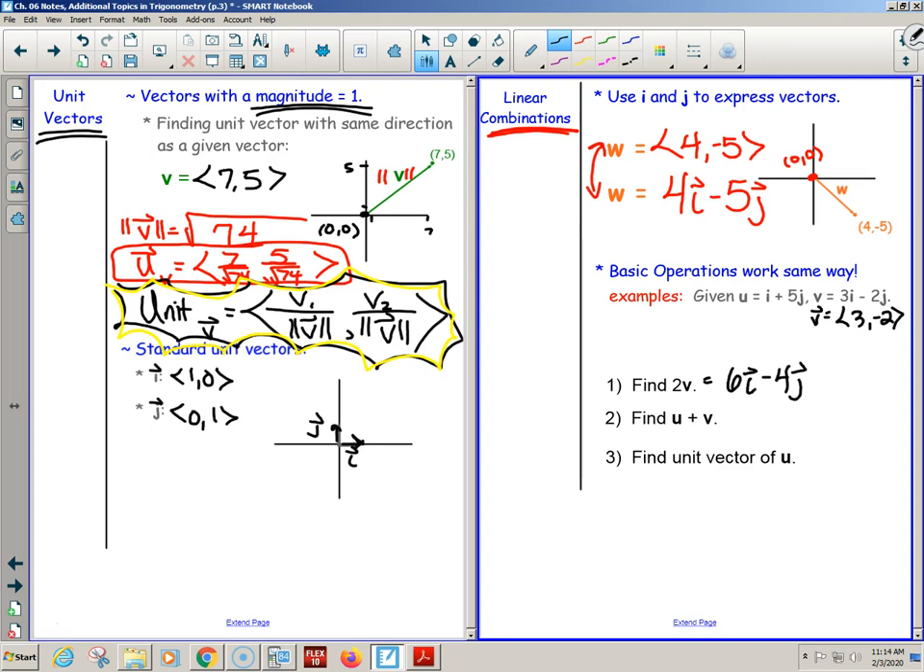Or if you want to do u plus v, you could go ahead and say, hey, let's add the i's. Oh, that's an understood 1i plus 3i is 4i. And then 5 minus 2 is 3j. But you could have also just rewritten u to be 1, 5. And then done 1 plus 3 is 4, and 5 minus 2 is 3.